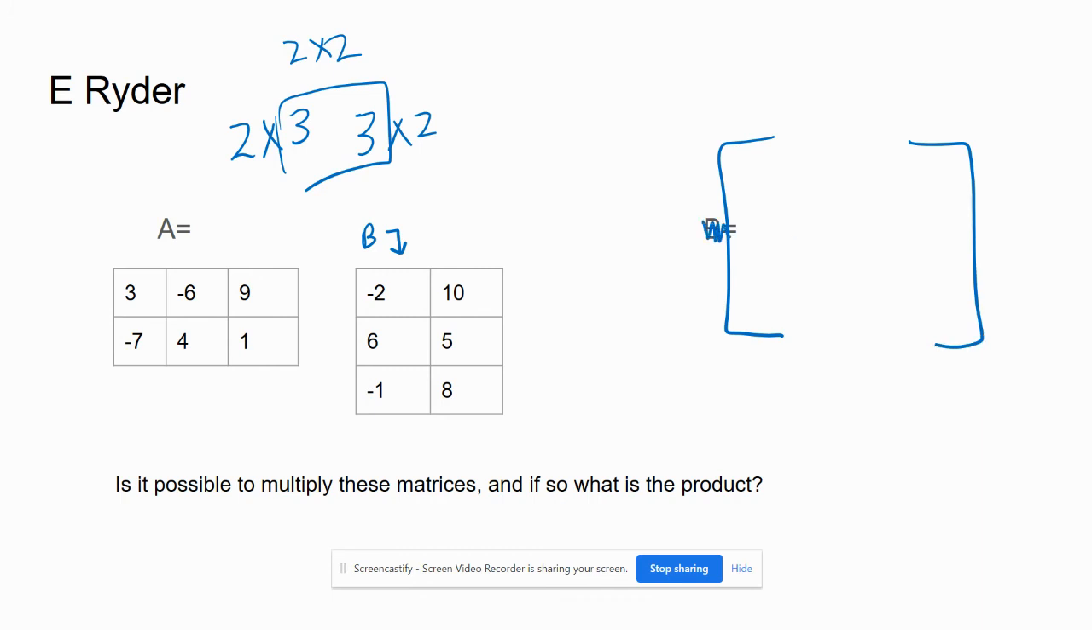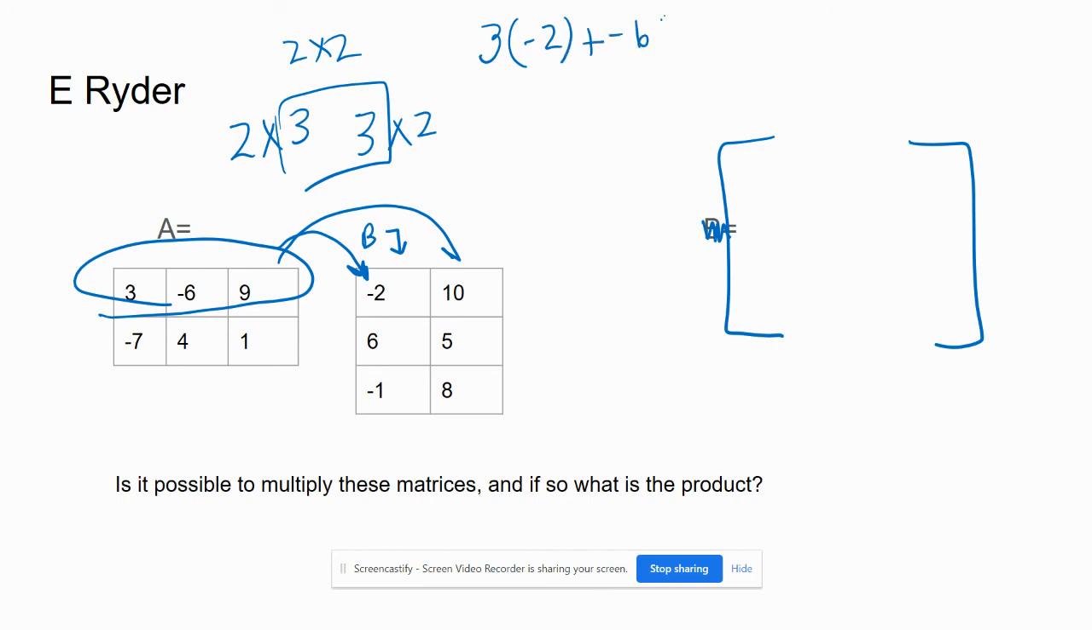Disregard this B. All right, so this is a lot of math. We're going to take our top row and multiply it by the first column. So 3 times negative 2, negative 6 times 6, 9 times negative 1. So that's going to give me a negative 6 plus a negative 36 plus a negative 9, which gives us a negative 51. So first, negative 51.